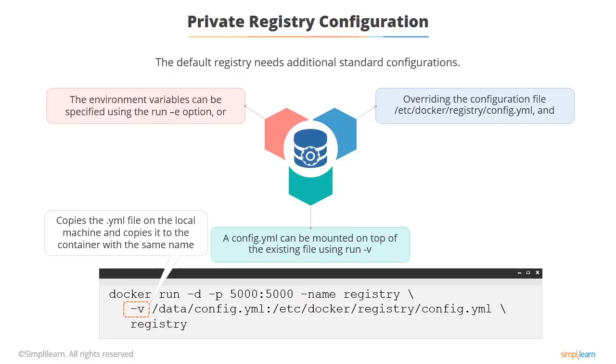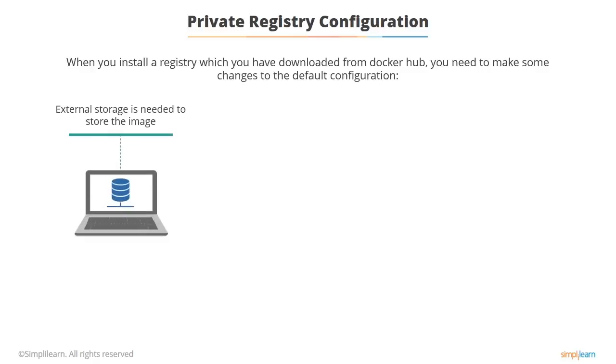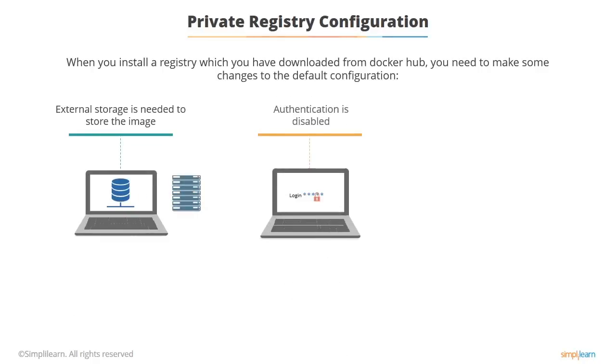When you install a registry which you've downloaded from Docker Hub, you need to make some changes to the default configuration. For example, it needs some external storage for storing the actual images in. Otherwise, when you delete the container, you'll lose all the images. You also need to switch on authentication. By default, anybody can store or retrieve images in the registry without any kind of authentication whatsoever, so typically you need to set up some kind of username password system. By default, the search facility is disabled. This means you can't search the repository for images. You need to switch this functionality on to make it usable.